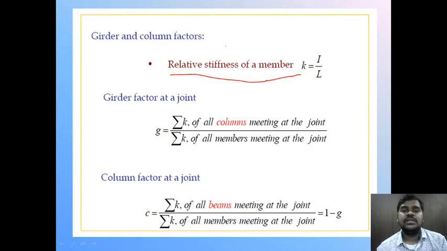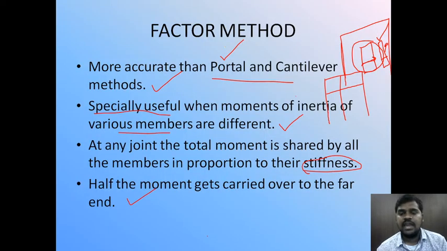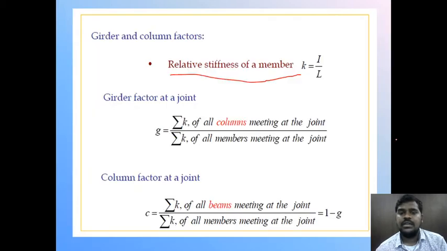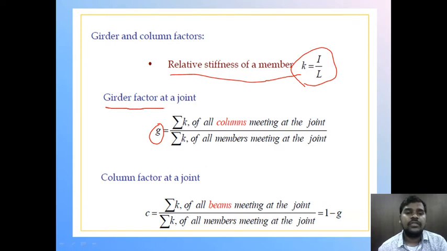Going back to the previous slide, it is depending on the stiffness. If it depends on stiffness, it is our duty to know what stiffness is. Already we have learnt stiffness factor and all those things in the moment distribution method, and I am repeating it again. The relative stiffness of a member is nothing but I by L, that is the ratio of the moment of inertia and the length of the member. One more important note we have to know is the girder factor at a joint and the column factor at a joint.